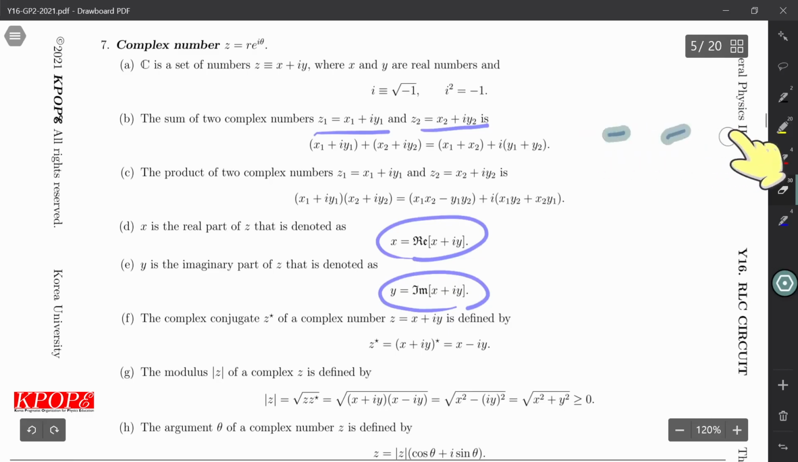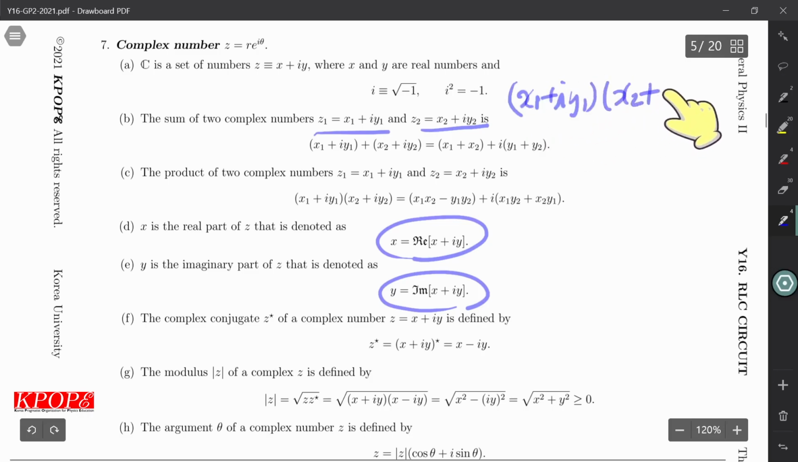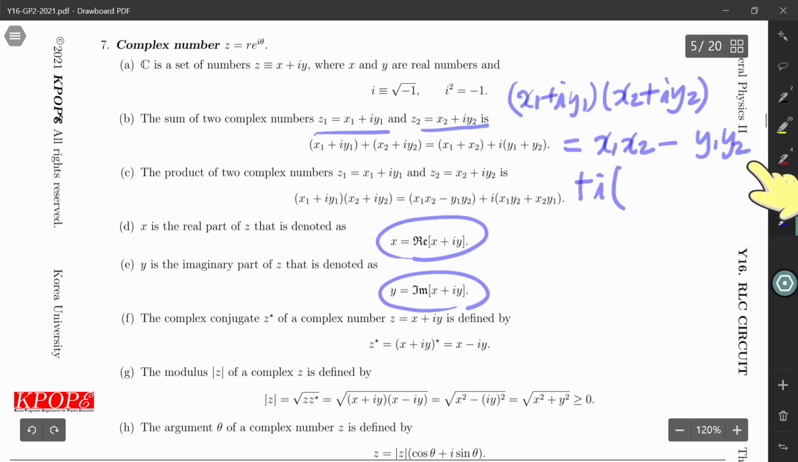Multiplication of two complex numbers, x1 plus iy1, x2 plus iy2. The real part is x1 x2. Imaginary, there's y1 y2, but i squared is minus 1. And the cross terms, x1 y2 and y1 x2. This is the way of multiplying two complex numbers.